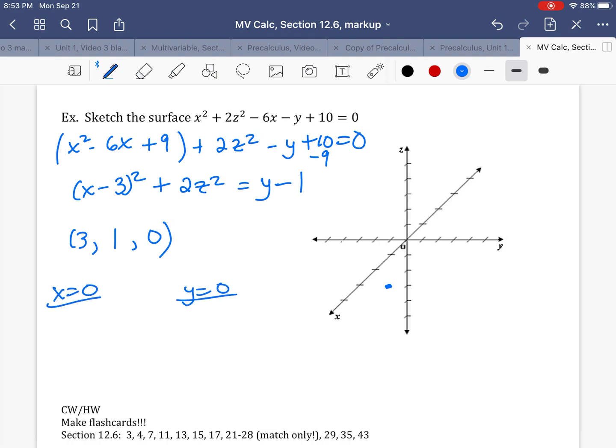All right, so let's do our traces. X equals 0, y equals 0, and we'll do down here z equals 0. If x were equal to 0, what would happen here? If x were equal to 0, I would get 9. I would bring that over. But either way, I would have some sort of parabola because I would have y equals a z squared. So this is going to produce a parabola shape.